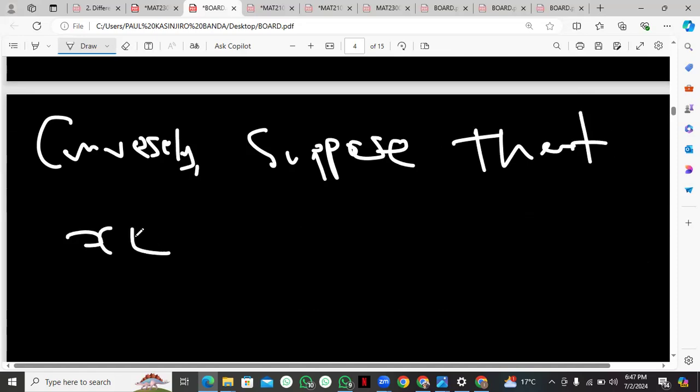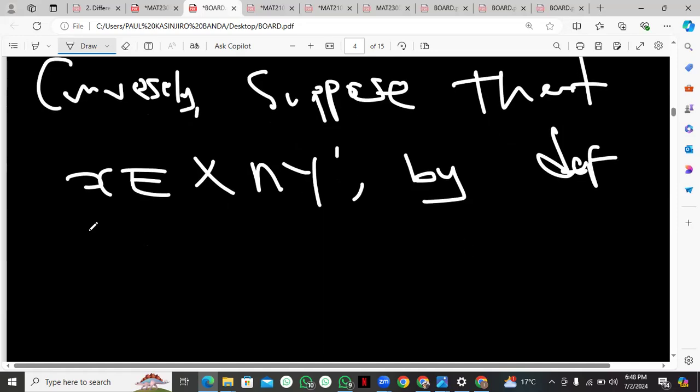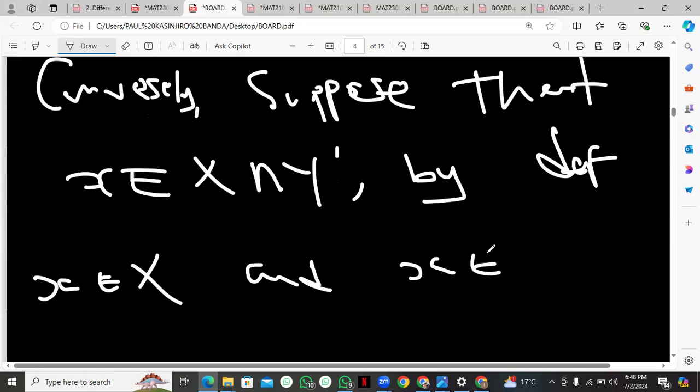Suppose that x is a member of X intersection Y complement. Then by definition, we are just going in the opposite direction of what we did on top there. By definition, it means that x is a member of X, and x is a member of Y complement.